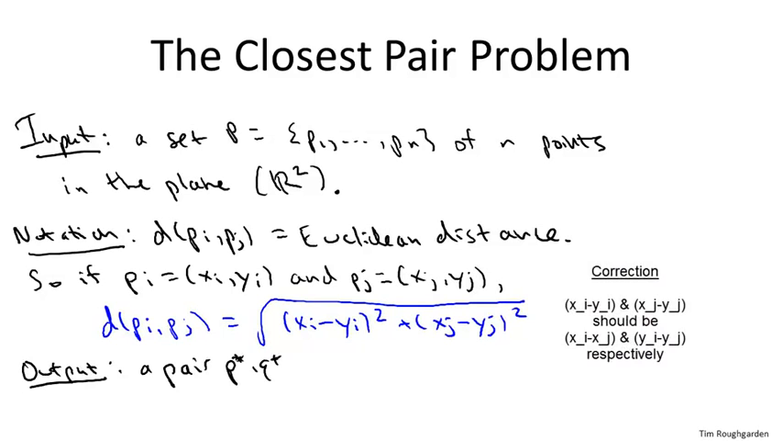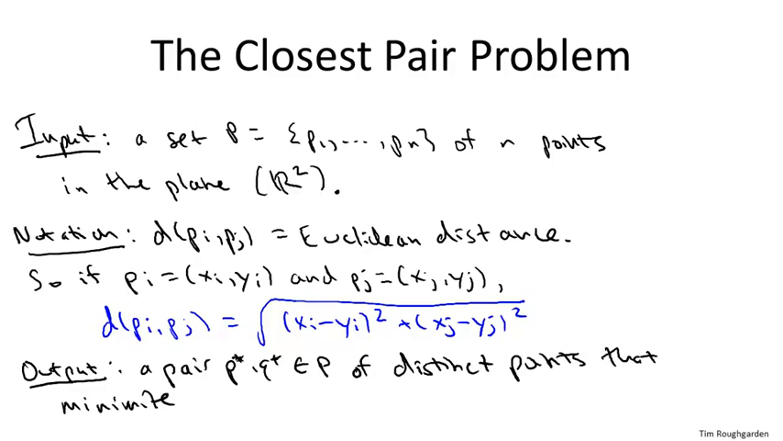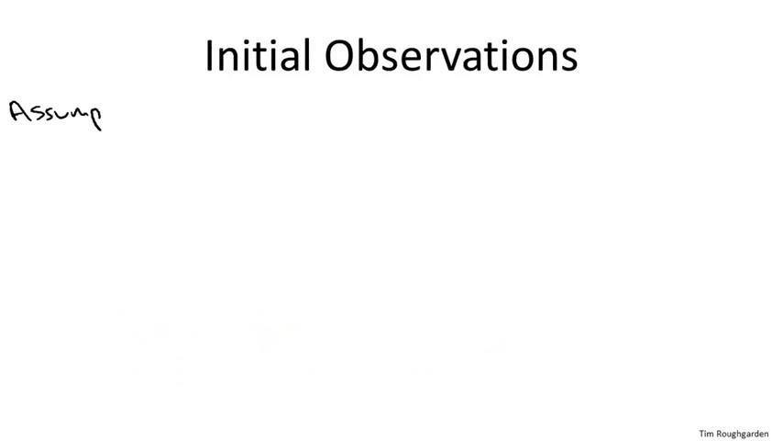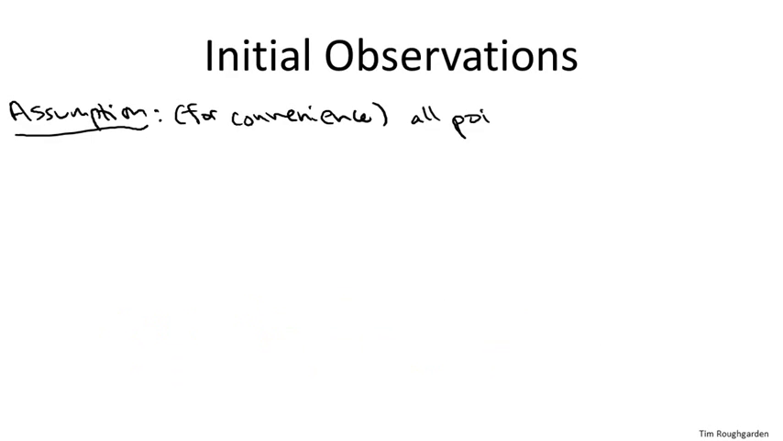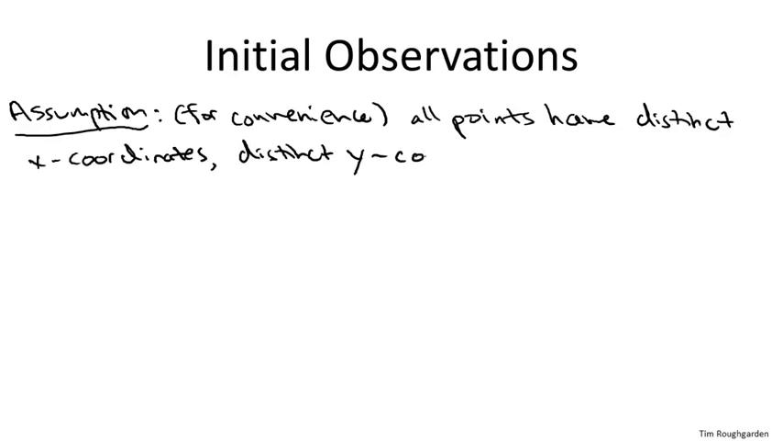And now, as the name of the problem would suggest, the goal is to identify among all pairs of points that pair which has the smallest distance between them. Next, let's start getting a feel for the problem by making some preliminary observations. First, I want to make an assumption, purely for convenience, that there's no ties. That is, I'm going to assume all endpoints have distinct x-coordinates, and also all endpoints have distinct y-coordinates. It's not difficult to extend the algorithm to accommodate ties. I'll leave it to you to think about how to do that.